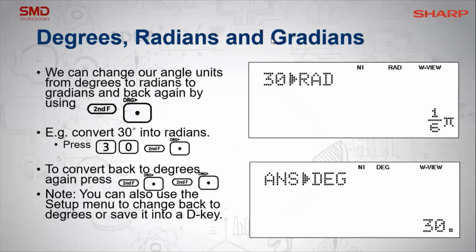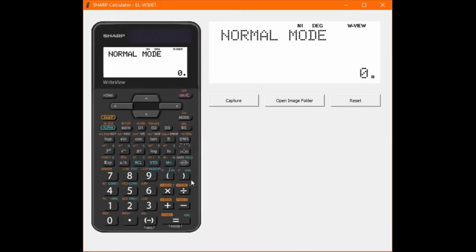Then, of course, you can also very easily convert between degrees and radians. So let me show you quickly. Because we're already in degrees mode, you can see that here at the top of your screen, right? So let's say you wanted to convert 30 degrees into radians. The way to do it is to press second function and your DRG or decimal, and then it will convert it for you. Then if you want to go from radians into degrees, you could just say second function and your decimal, and again second function and decimal.